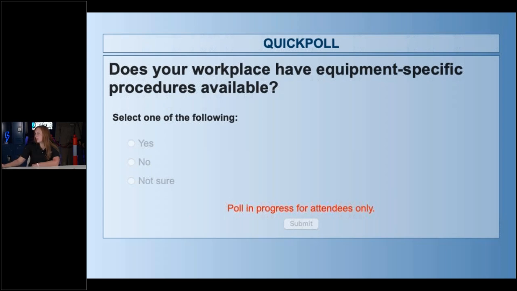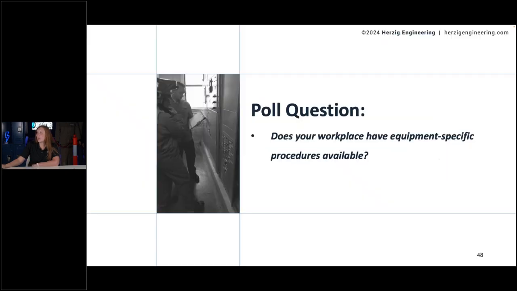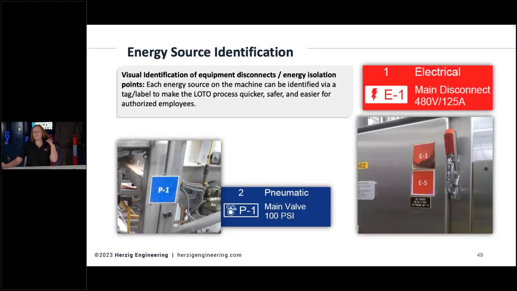Okay, go ahead and close the poll. Okay, again, a pretty good split here. 55% said yes, you have them. That's fantastic. 36% said no, which if there's more than one isolation point, you might want to go ahead and start working on that. And then 9% not sure, which is fair. I think we've got a few people that may or may not have too much experience with the lockout tagout based on these poll questions, which is fine.